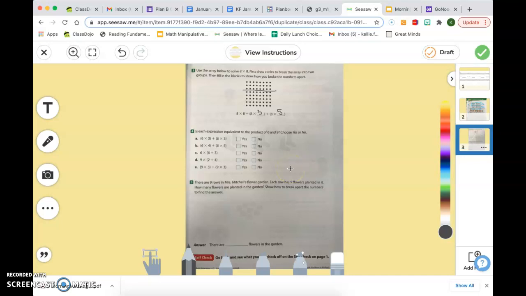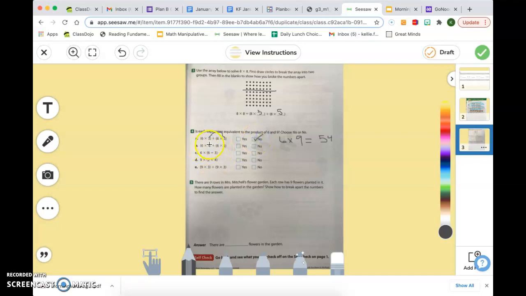Number 4. Is each expression equivalent to the product of 6 and 9? Well, first we need to know what the product of 6 and 9 is, and 6 times 9 is 54. So we need to figure out which one of these multiplication problems equals 54. Well, this one says 6 times 3 plus 6 times 3, which would really give me 6 times 6, because the 3 plus the 3 there gives me 6. And 6 times 6 is not 54, so that's a no.